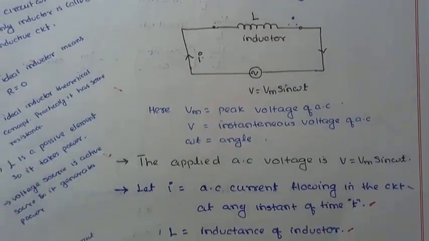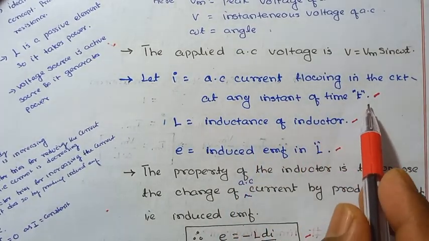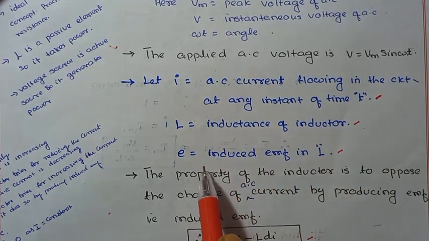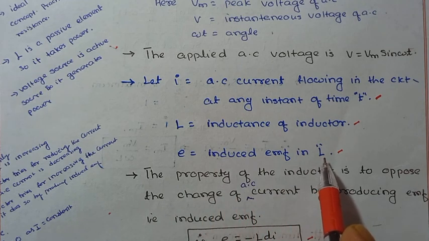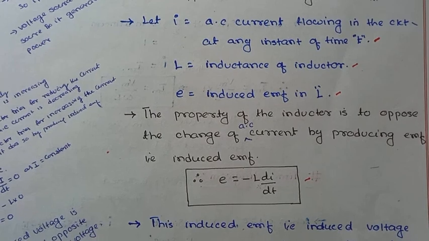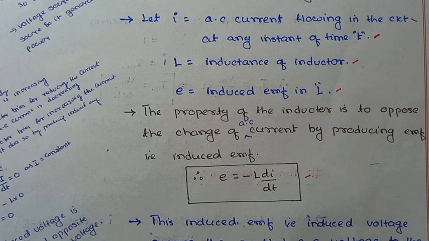ठीक है. Let I is equal to AC current flowing in the circuit at any instant of time t. L is equal to inductance of the inductor, E is equal to induced EMF in L. So the property of the inductor is to oppose this change of AC current. That means when supply current is increasing, inductor tries for reducing the current. When the supply current is decreasing, inductor tries for increasing the current. And it does so by producing induced EMF.